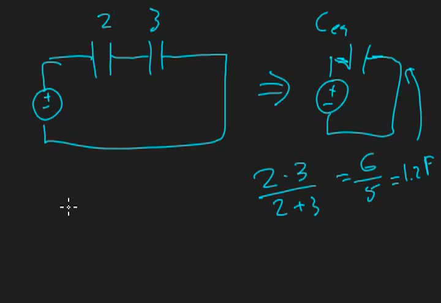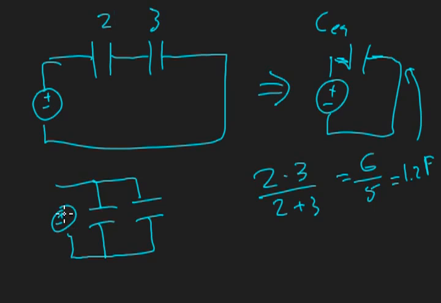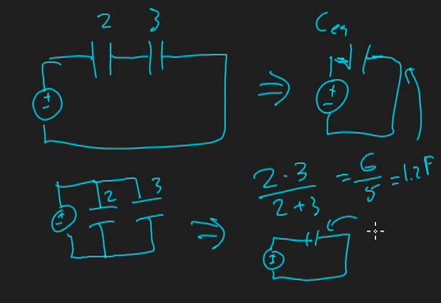If we had those capacitors in parallel, it would be simpler. We'd just use capacitor 1 plus capacitor 2. So say that was 2 farads and this was 3 farads, this can easily be converted into a single capacitor, where the capacitance is just 2 plus 3, or 5 farads.